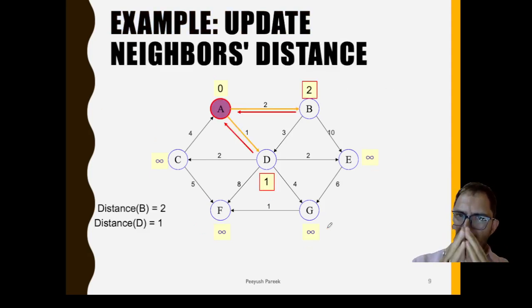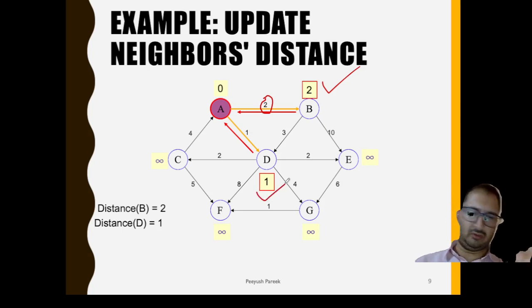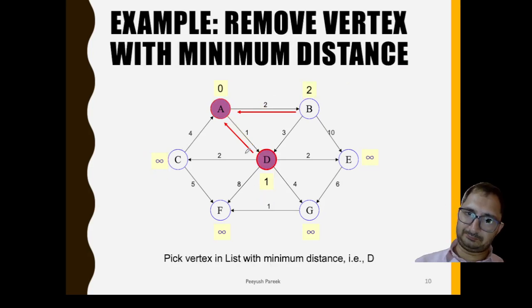Now we find the next nodes that we have. We have the path from A to B, and what is the weight? 2. So we have given weight 2 to it. We have the next node D, which has the weight 1, so we have given 1 to it. Now this is done. But why is C infinity? Because there is no direct path from A to C. We can go from here, but there is no direct path, so that's why we have put C as infinity.